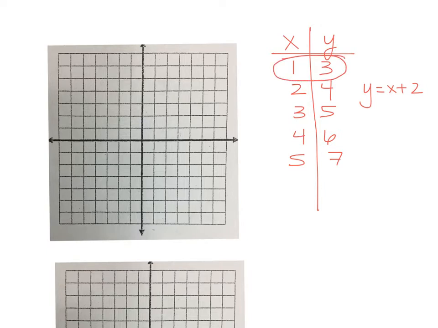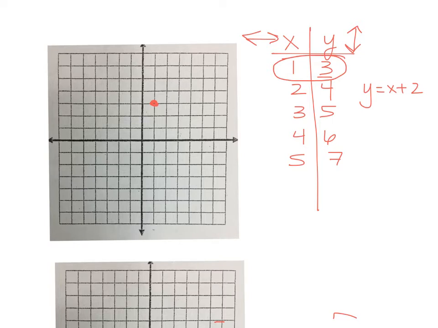One to the what? Left, right, up, down? Right. One to the right, three up. Okay, so your X values are the ones that go left to right. Your Y values are the ones that go up and down. Okay, so (1, 3): you go 1 to the right, 1, 2, 3 up would be that point, right?